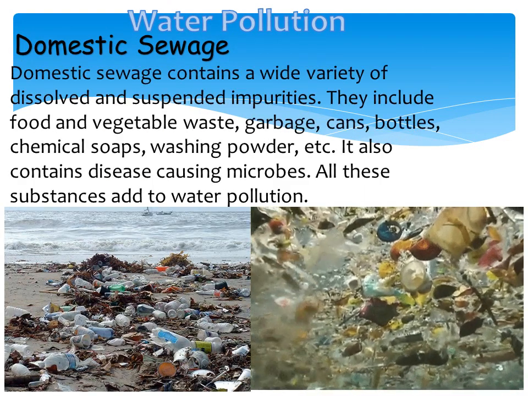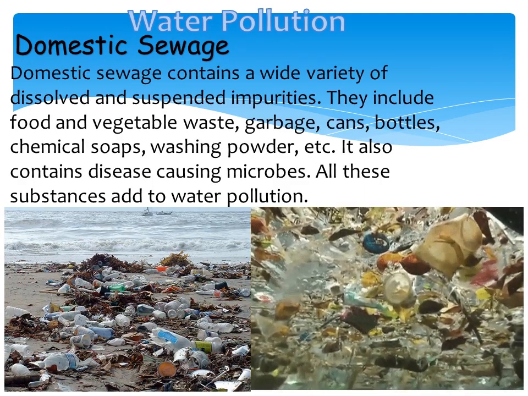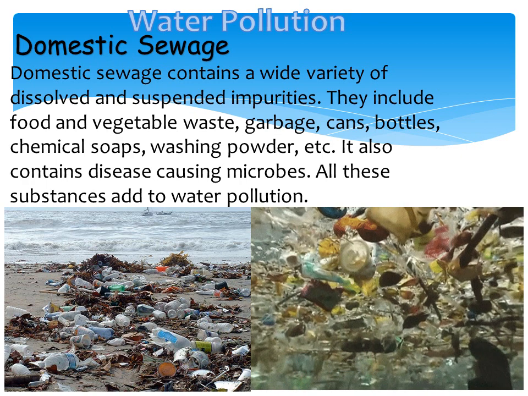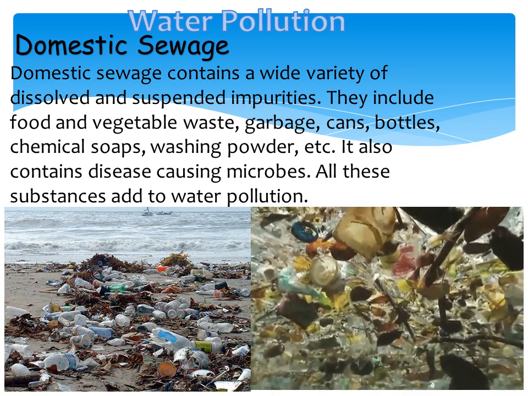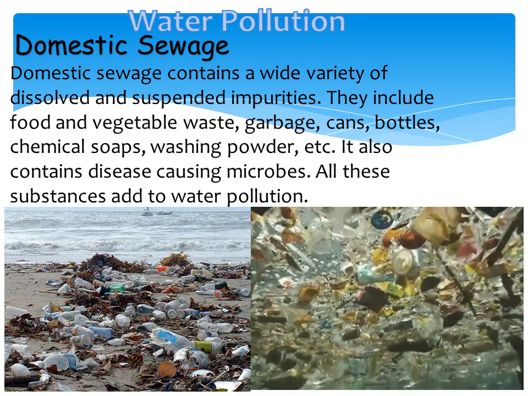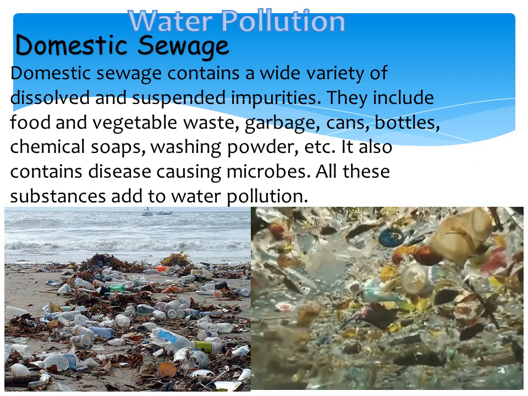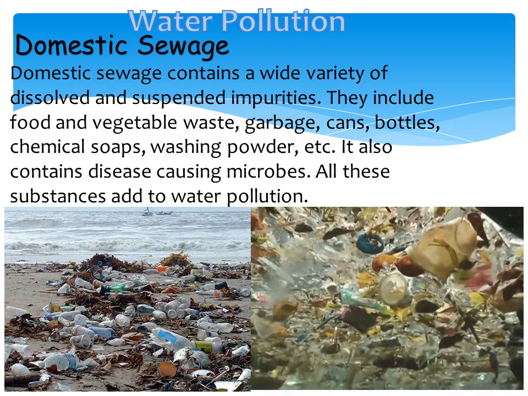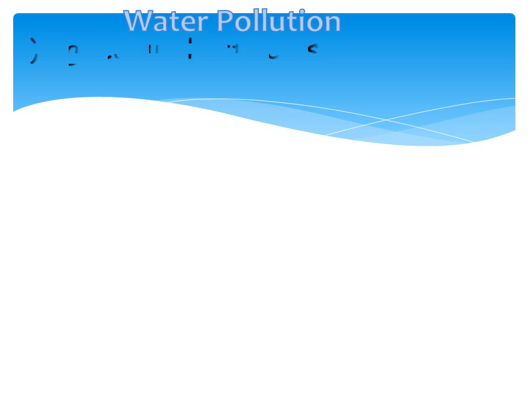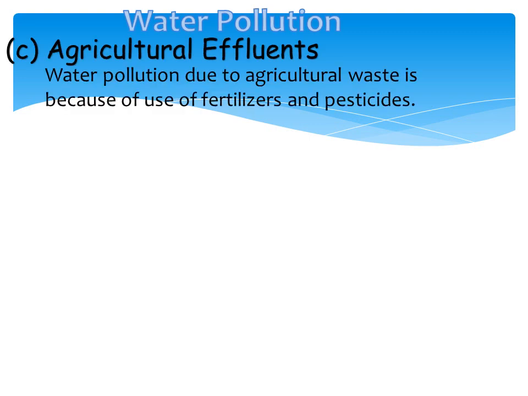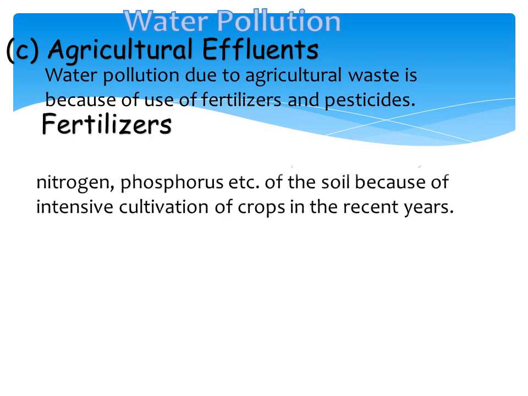So domestic sewage basically includes garbage, cans, bottles, chemical soaps, washing soda and different disease-causing microbes. All these substances are added to the water and cause water pollution. Besides domestic effluents, we have the third major cause, that is agriculture effluents. Agriculture effluents are basically due to the presence of fertilizers and pesticides.